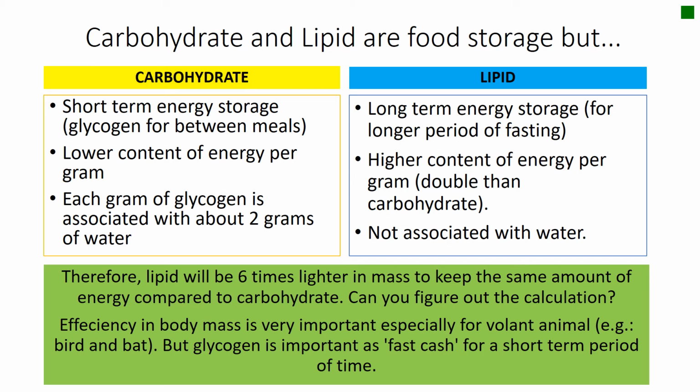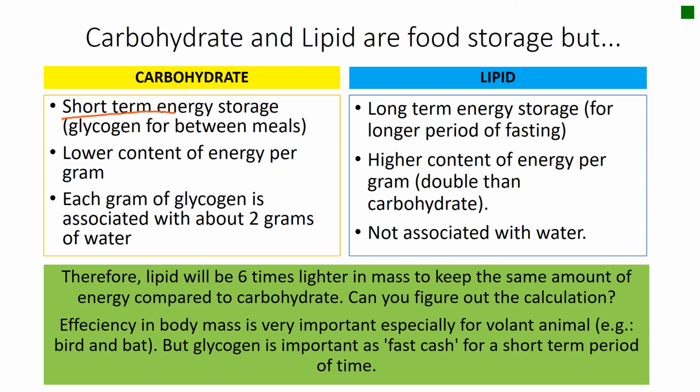So let's see the first one. Carbohydrate is a short-term energy storage. That's why it is stored in the muscle. Between breakfast and lunch, in our school at least, there are almost about 5 hours. And if you're not lucky enough to get your break time, it means that you just have to survive with the sugar that you had in your breakfast.